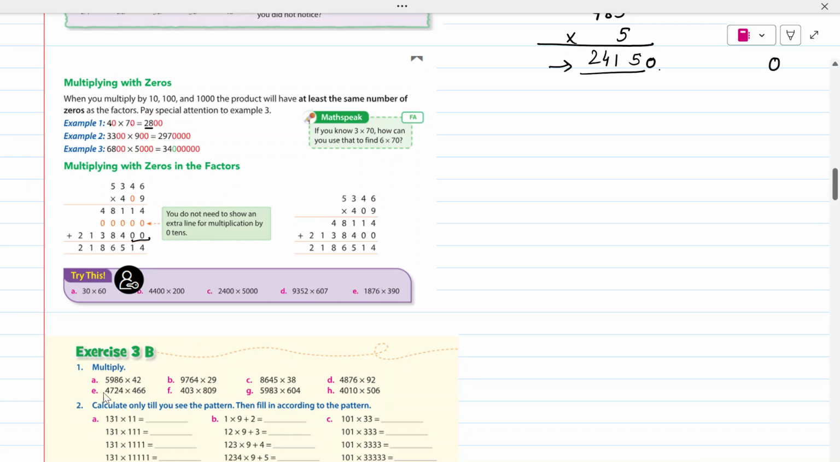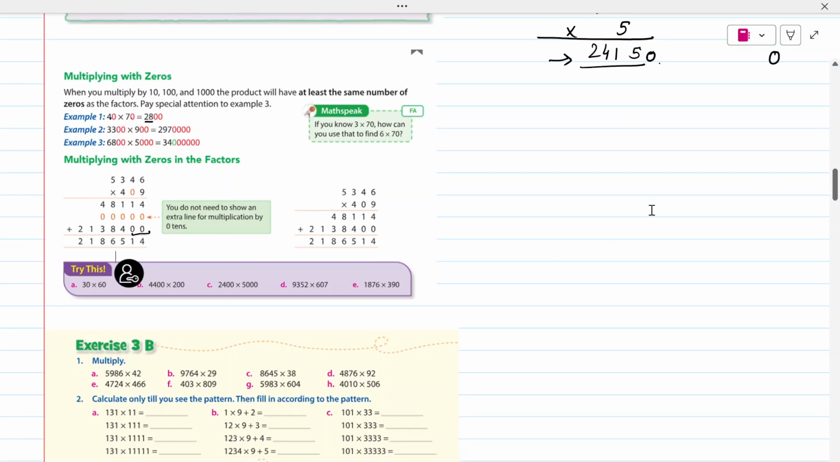Now we have the exercise 3b. So in this exercise, let me take question number first. I'll take question number first. Then I'll take question number C, F, and then I can take question number H. Okay. So do these questions quickly, kids.